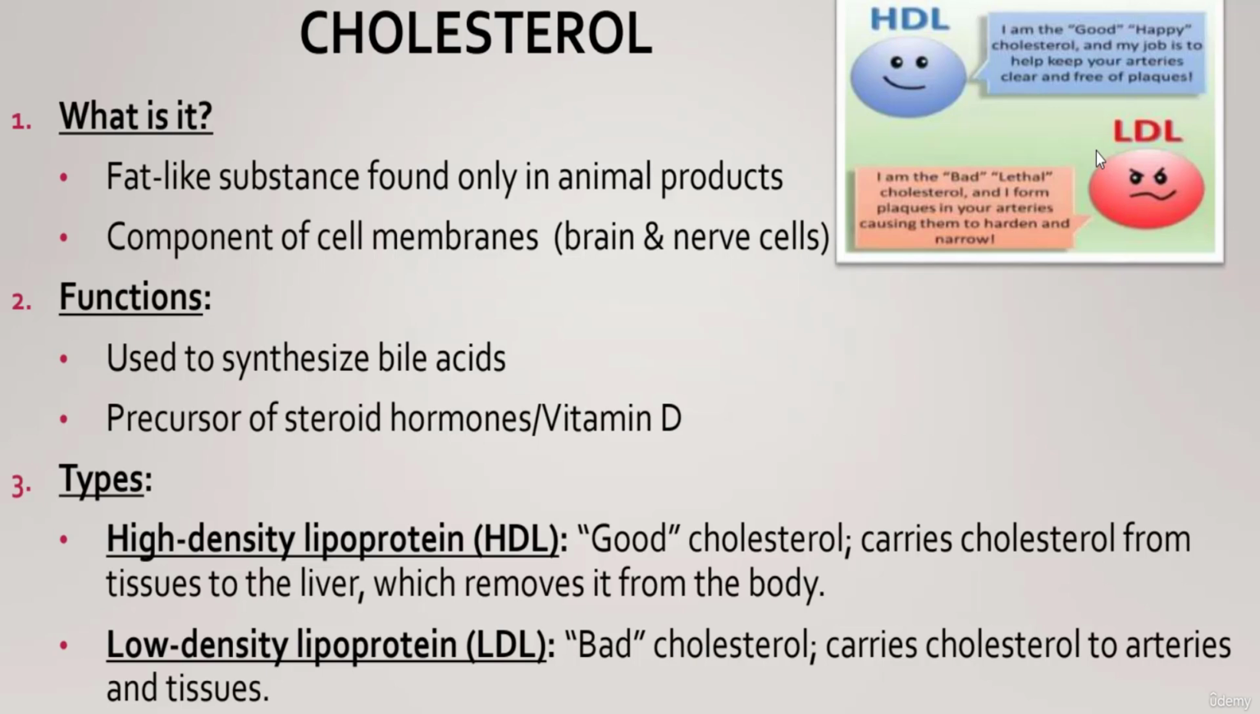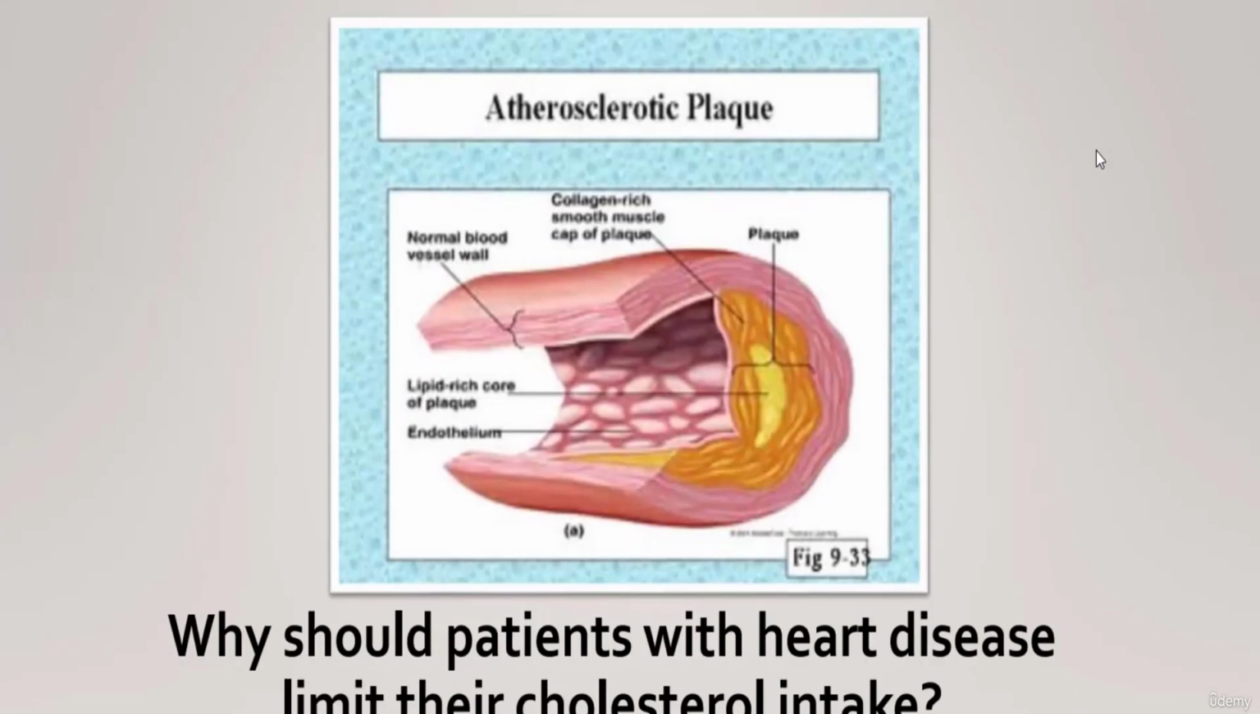And there are two types of cholesterol. So the HDL is the good cholesterol, high density lipoprotein. It carries cholesterol from tissues to the liver, which removes it from the body. Whereas the low density lipoprotein, LDL, is the bad cholesterol because it carries cholesterol to arteries and tissues.